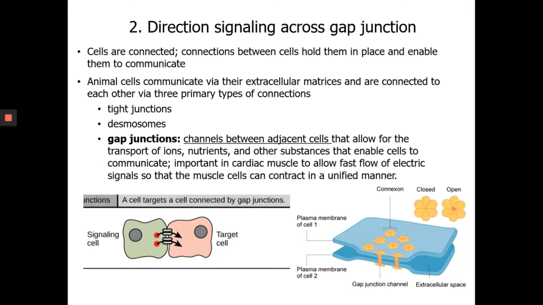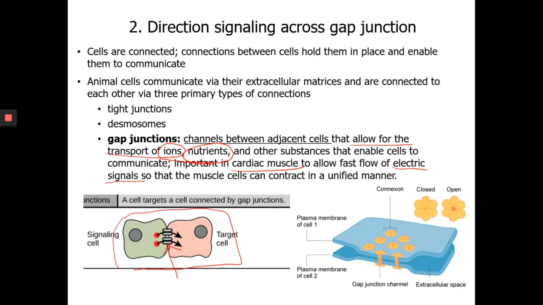So the second one, if you remember, is direct signaling across gap junction. So these two cells are connected by gap junction. So that's the gap junction. Little tunnels, or little channels between the two cells. Okay? So usually these gap junctions allow for the transport of ions and nutrients and some other substances. So a good example happens in cardiac muscle. The cardiac muscle cells are connected by gap junction. So when one cell contracts, it's going to generate electrical signals.